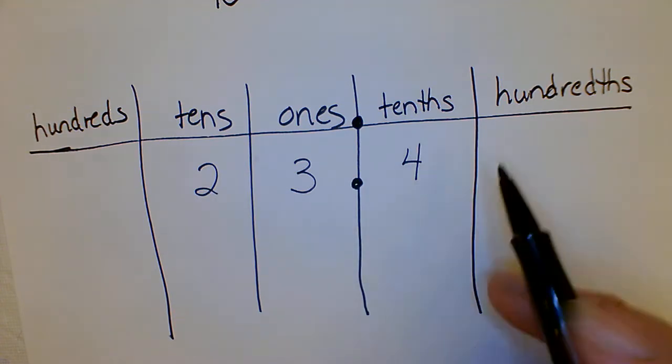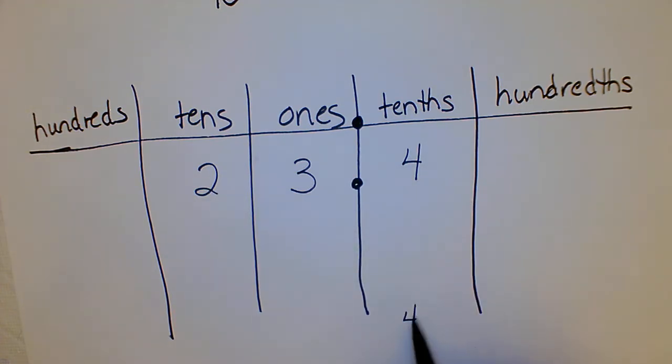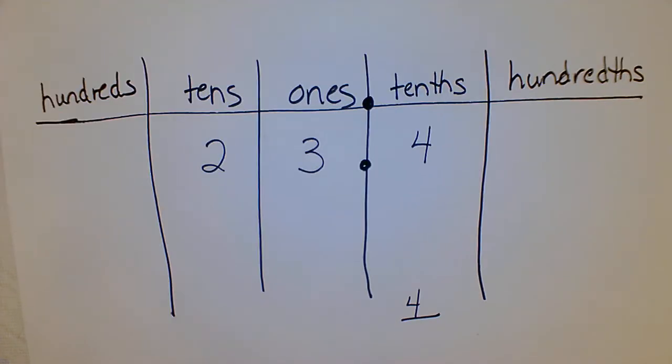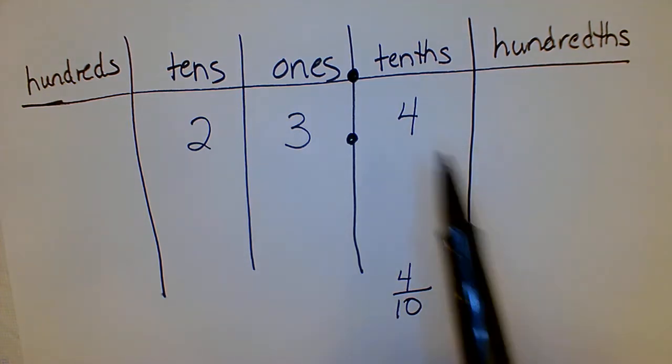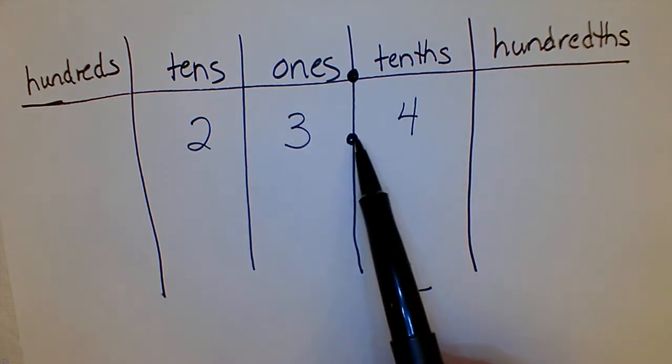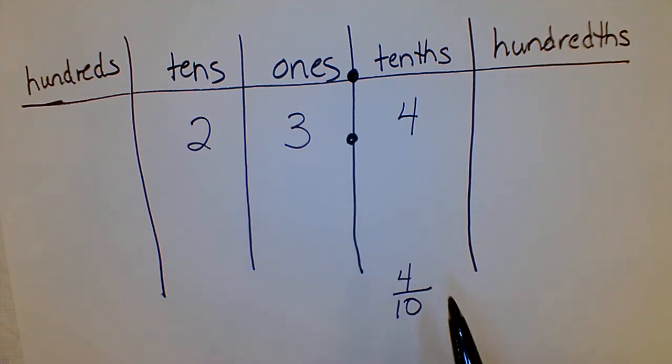So this would be the same thing, and I'm going to write it down here as 4/10. I'm not going to write that in there because it's already tenths and I don't want to have 4/10. But anyway, this would be the same thing though. Having 0.4 or decimal place 4 is the same thing as 4/10.